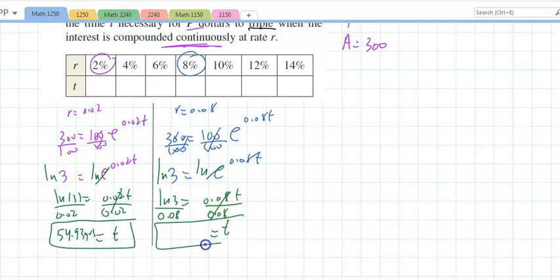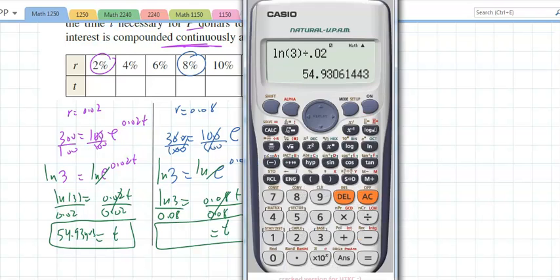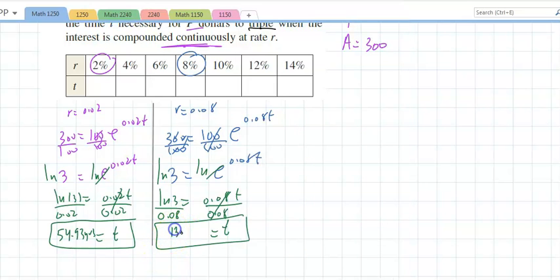And t will equal, again, my calculator. If I take ln of 3, I already have it, divided by 0.08. Hopefully you're seeing a pattern. Look at that. 13.73 years.